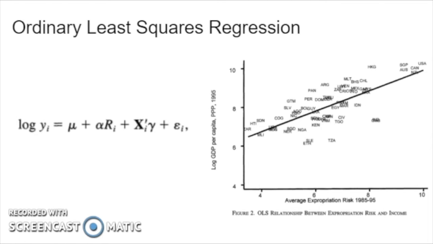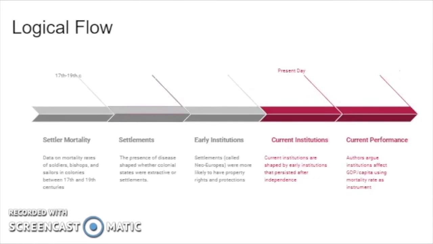The results show a strong correlation, but this is not causal because many determinants of income may be correlated with institutions. Thus, an instrumental variable is needed. This instrument is mortality rates of settlers. Different parts of the world had varying levels of disease, as indicated by the mortality rates of the first European settlers arriving to those locations.